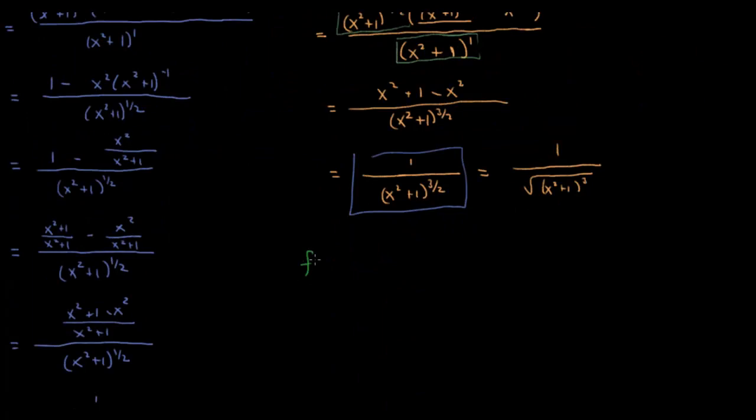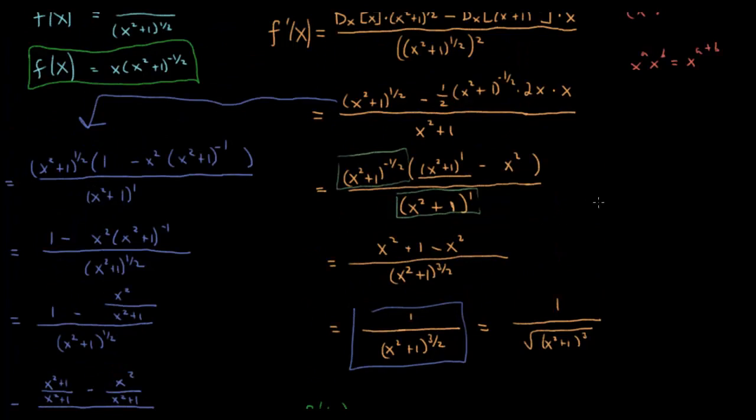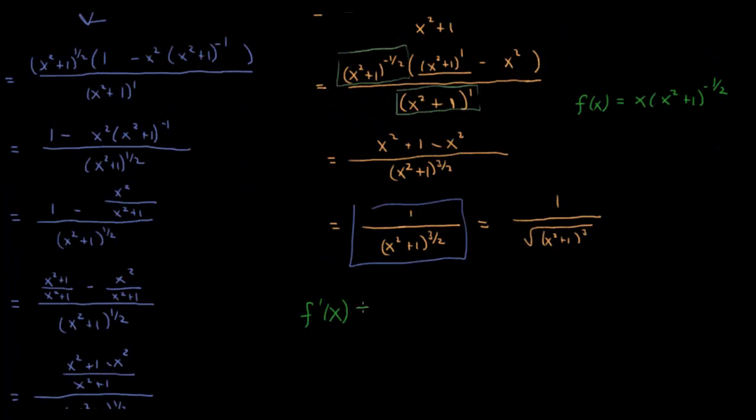So we could say that f prime of x... Okay, well, let's rewrite f of x, so I can have it all on one screen. F of x, we said in green, as a product is equal to x times x squared plus 1 to the negative 1/2 power. Okay? So what does the product rule say? The product rule says you take the derivative of your first function. So we have two functions: we have first function and we have second function.